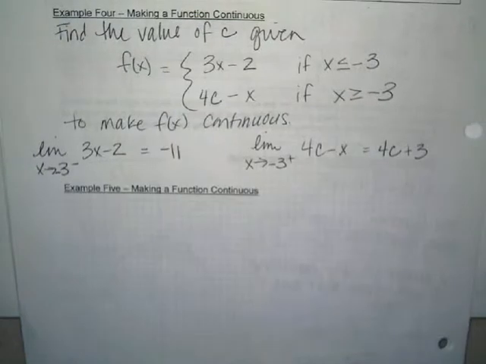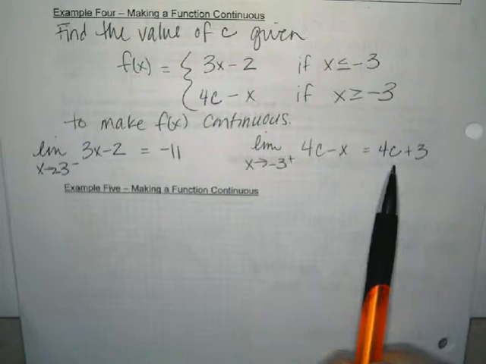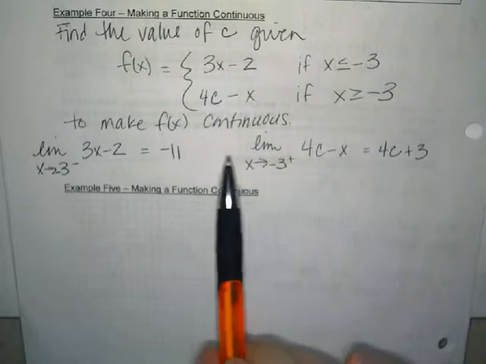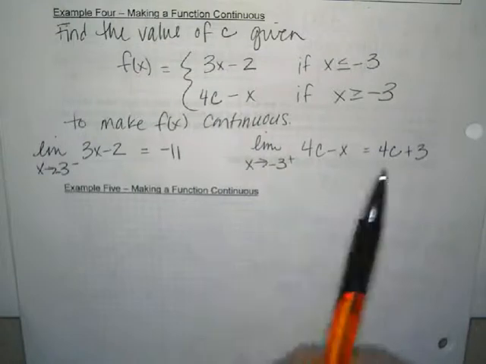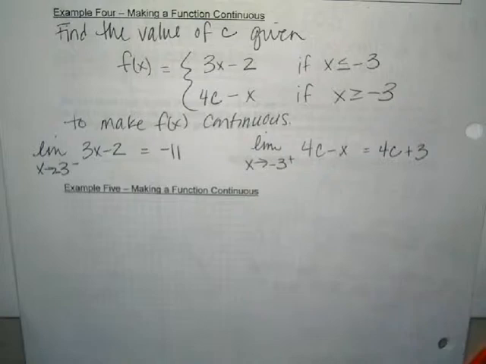Okay. Now, 4c plus 3 and negative 11, these both represent the limit as you get closer to that negative 3 spot on the graph. Now, in order to be continuous, the limit from the left and the limit from the right have to be equal. So we're going to actually set these two limits equal to each other and then solve for c.